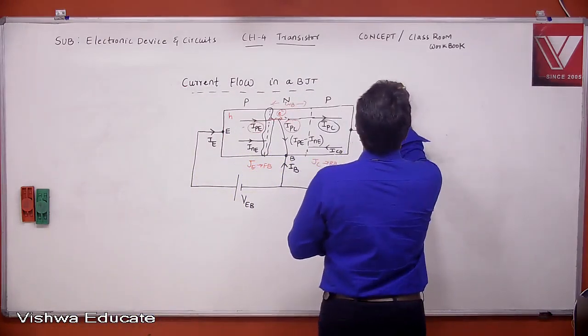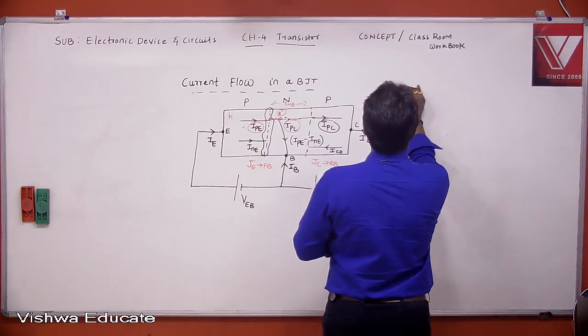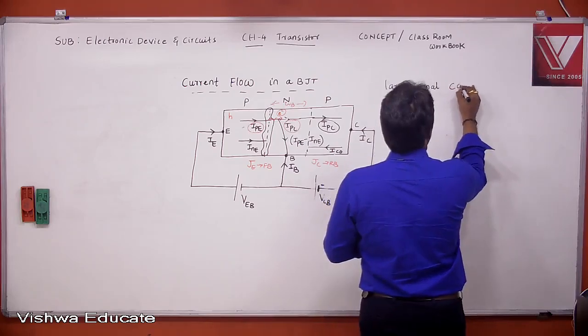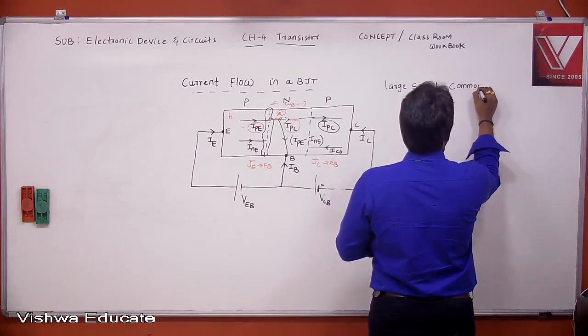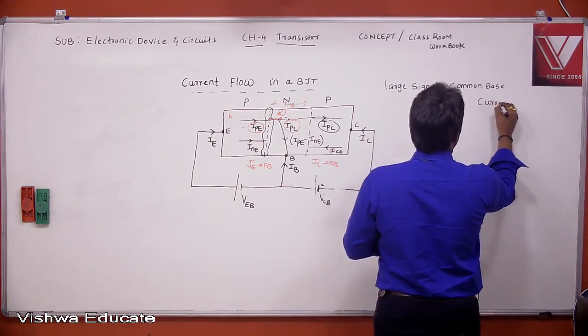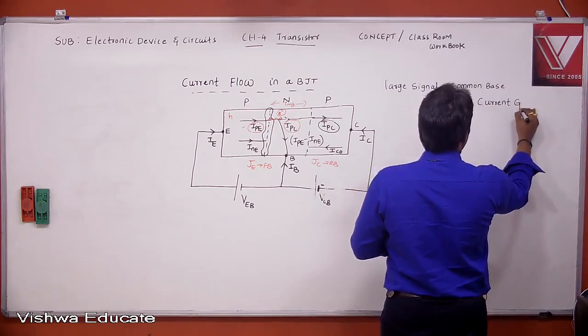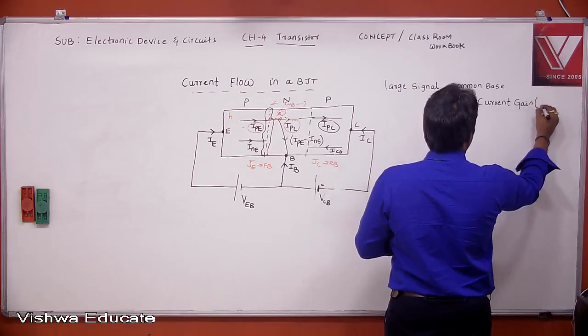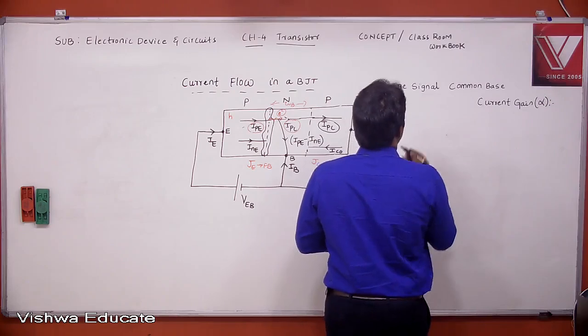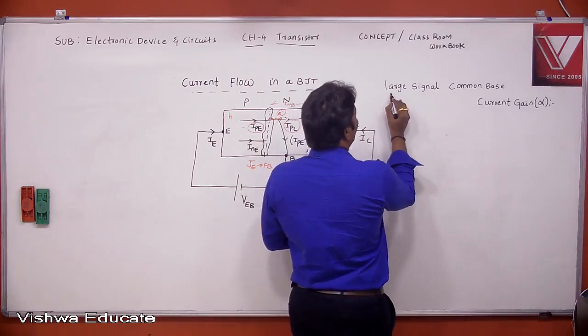Now, the large signal common base current gain, that is alpha. What is a large signal?